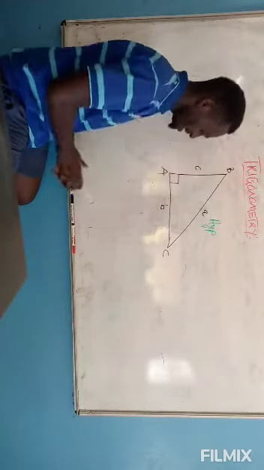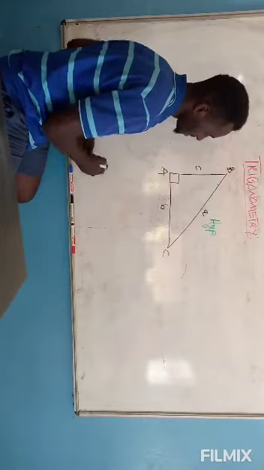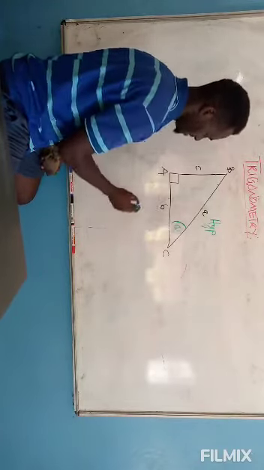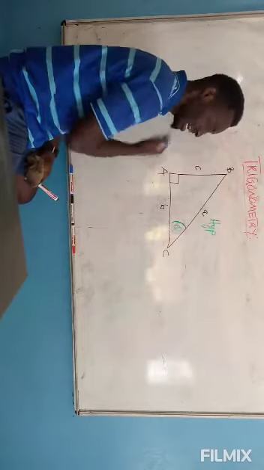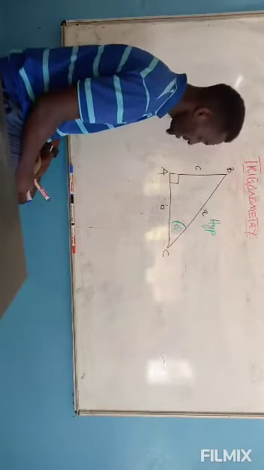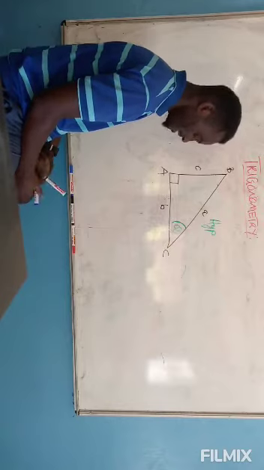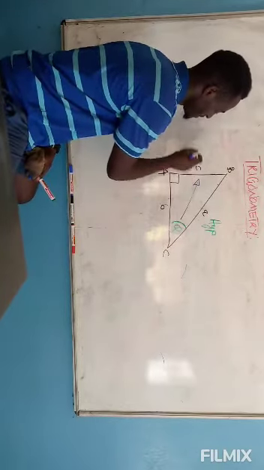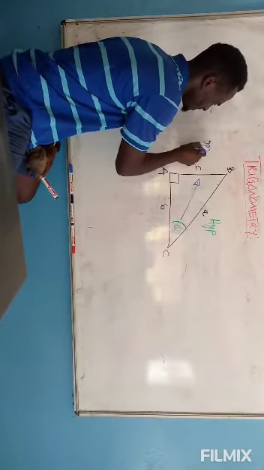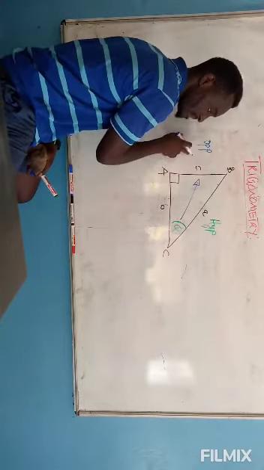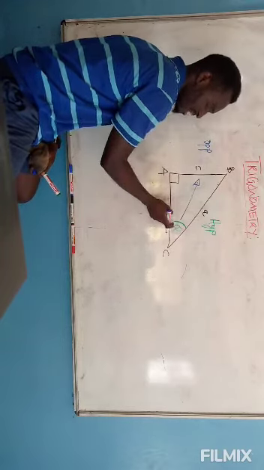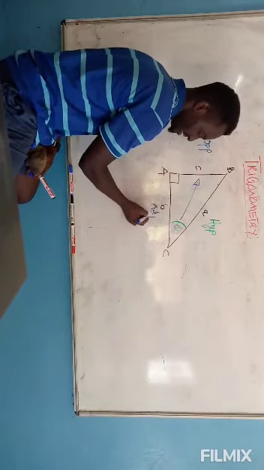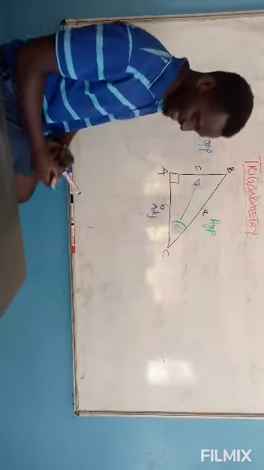Let's get this angle here. Let's assume that angle C has been given. If angle C has been given, that will tell us that side C becomes the opposite, and B now becomes the adjacent. I hope that is clear.